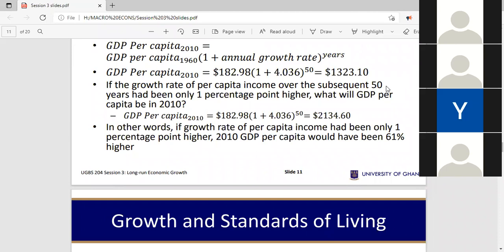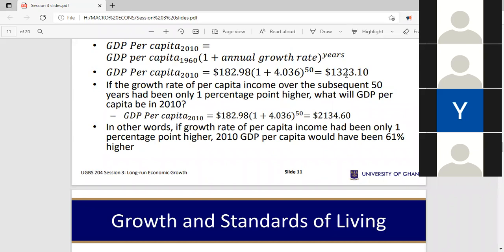Yes, PV. So with the question I just solved, we were looking for future value. The one here is a future value formula. We are looking at Ghana's GDP in the next 50 years, that is 2010. That's what we are searching for. We use the current, which was 1960, and we assumed a growth rate of 4.036%. In 1960, our GDP was this. So we just inflated this figure and we noticed that 50 years from 1960, Ghana's GDP is supposed to grow up to this amount.